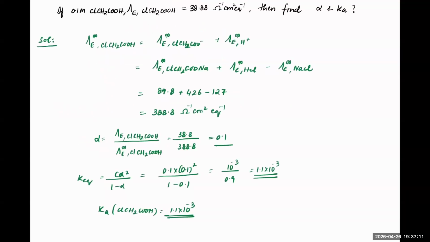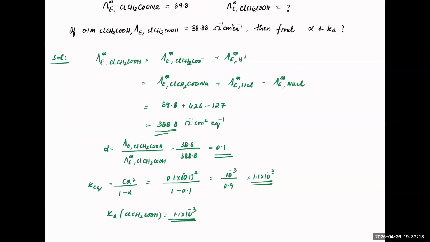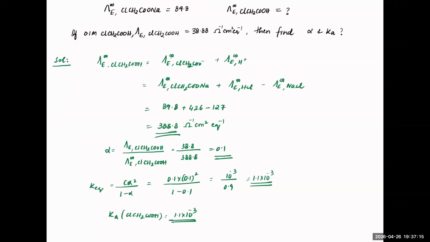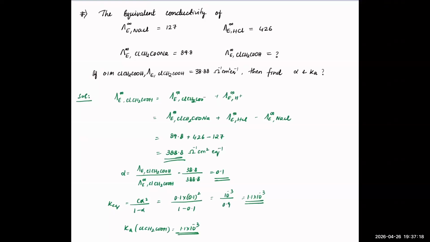So that's how we can calculate alpha, and we can calculate lambda E infinity and Ka. All of this information can be calculated. Please check this out, everybody. It's an easy one. I hope you guys understood how to solve it.